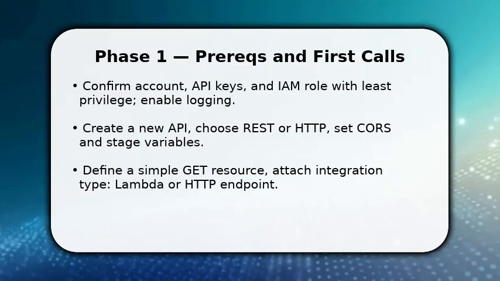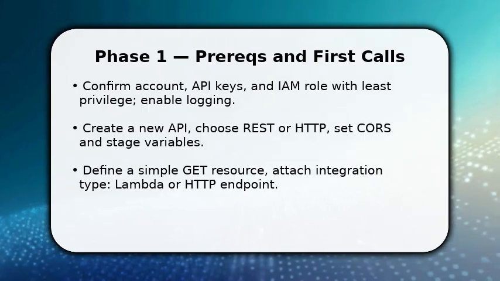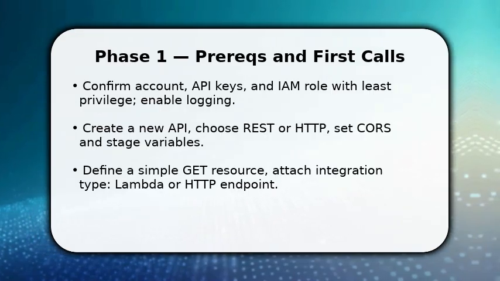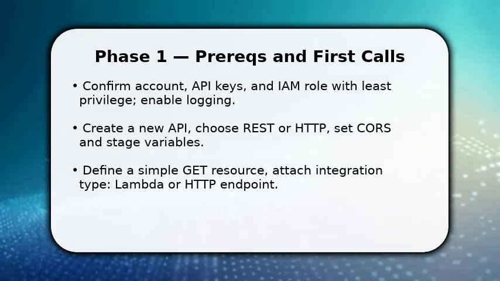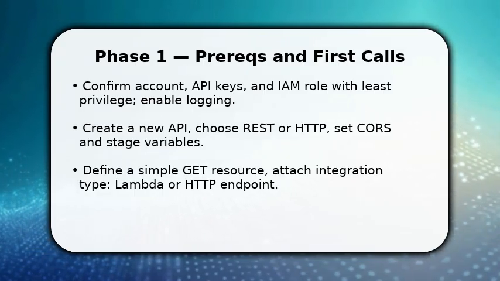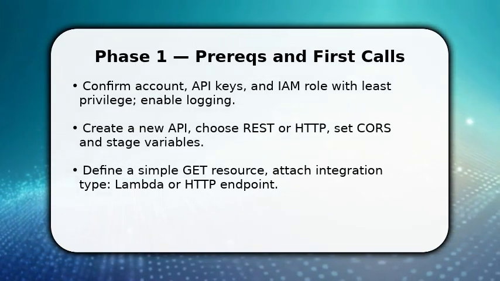You start by validating access. Make sure your account, API keys, and an IAM role are ready with least privilege permissions. Then create the API and choose REST or HTTP because the choice affects routing and features. Once done, set CORS and stage variables to avoid later surprises.